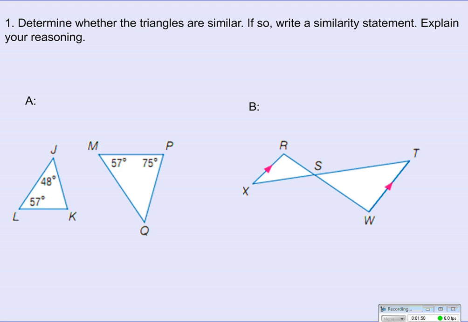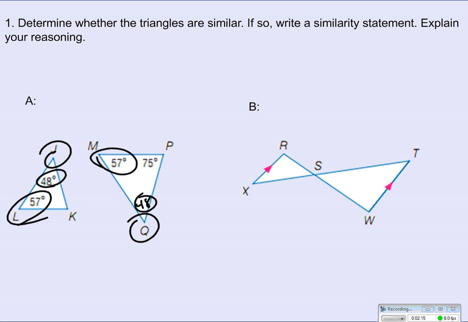So 57, 48, 57, 75. So I know at least these two are congruent. So let's see what this last one might be and see if there's a possibility that these two are going to be congruent. Well, if one's 57 and one's 75, 180 minus 75 minus 57 will yield you 48. So that matches up to that. So yeah, those two are going to be similar.